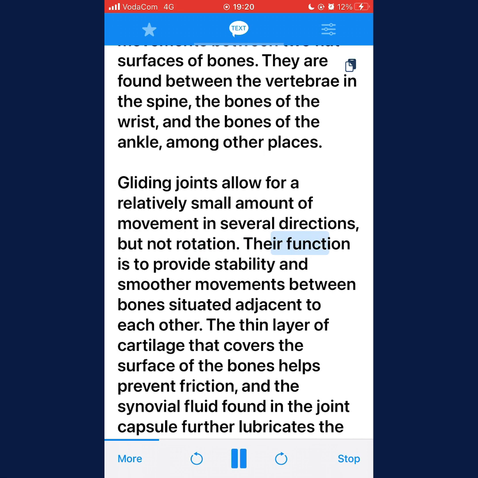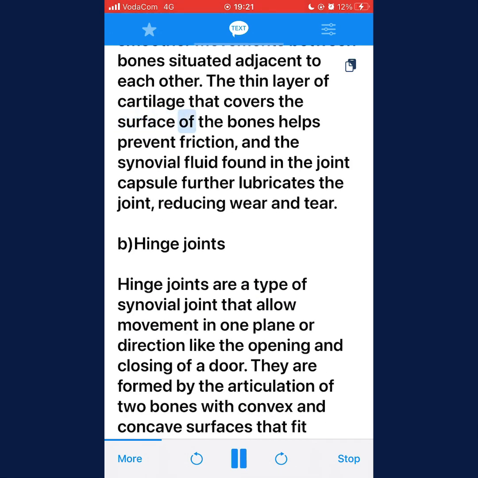Their function is to provide stability and smoother movements between bones situated adjacent to each other. The thin layer of cartilage that covers the surface of the bones helps prevent friction, and the synovial fluid found in the joint capsule further lubricates the joint, reducing wear and tear.